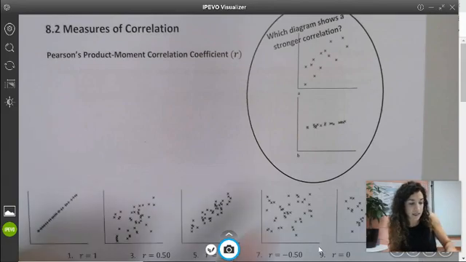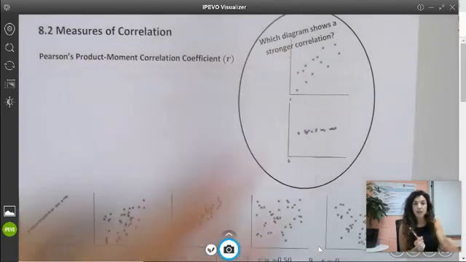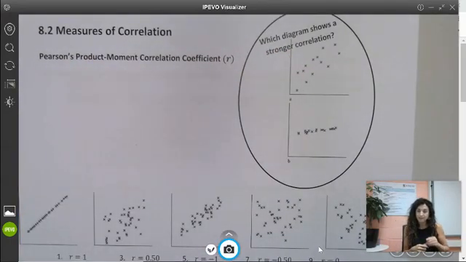And the main reason why it's important is because of this. We've talked about correlations. We've talked about how consistent, how strong, weak, or moderate these correlations are. And my question to you is, which one of these graphs right here shows a stronger correlation? I'm so sorry, 12th graders, I tricked you.